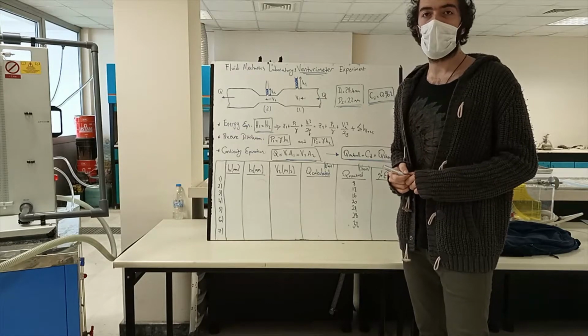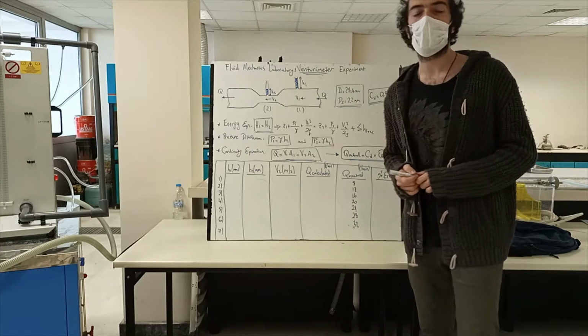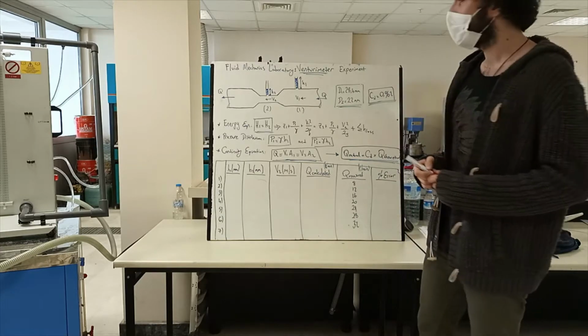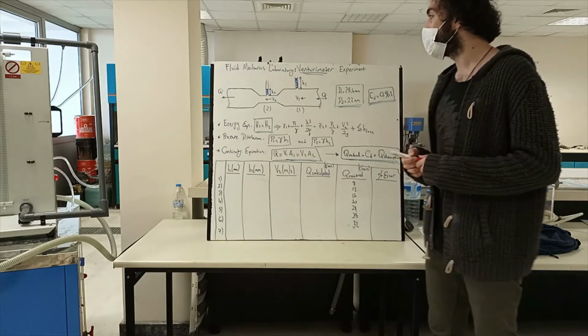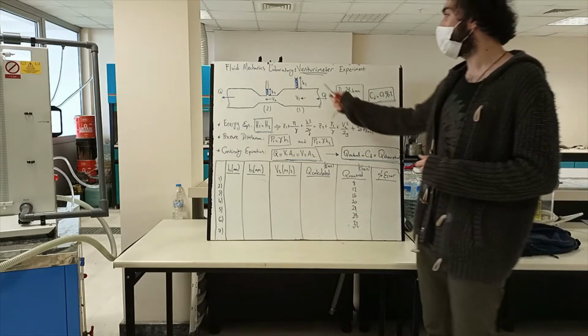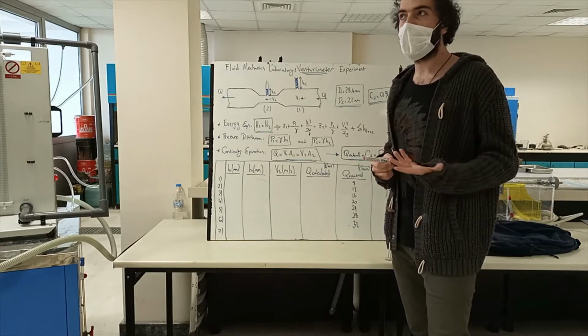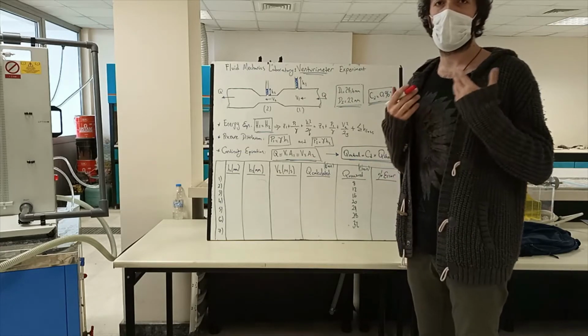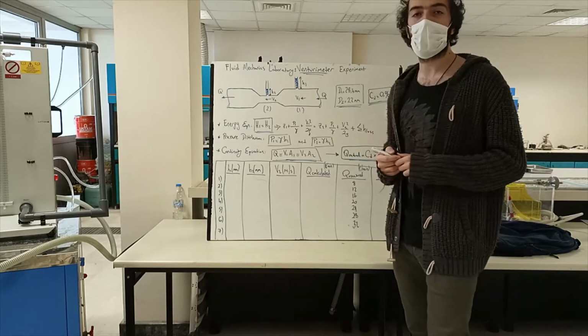So hello everyone, this is Fluid Mechanics Laboratory and today we will perform an experiment which is about flow meters. Actually there are different kinds of flow meters, but today we will focus on a special kind of flow meter which is called the Venturimeter. A Venturimeter is a device which is basically used to determine the flow rate, the discharge in a pipe.